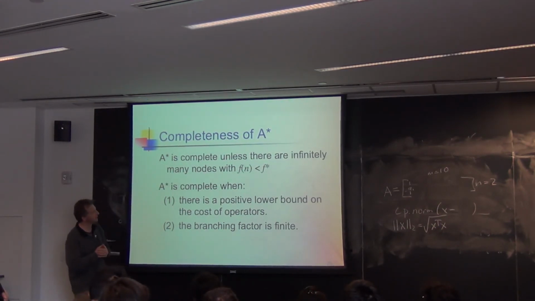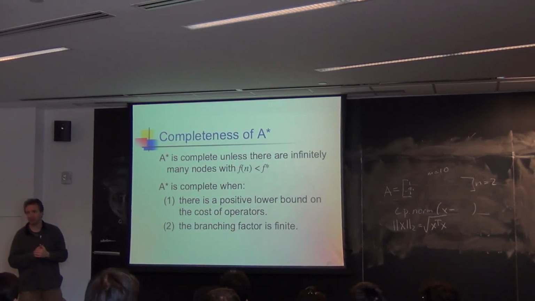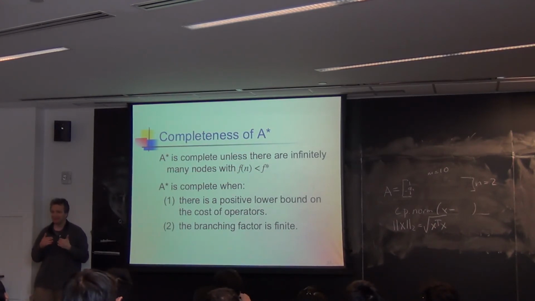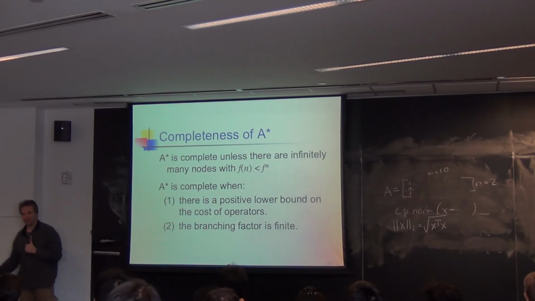A star is complete when there's a positive lower bound on the cost of the operators, and the branching factor is finite. So basically, if the problem remains finite and you expand finitely, you're going to find an answer. So it's very powerful in that sense. But it has some disadvantages. It seems like a great solution, and the big problem is that it has a huge space requirement.